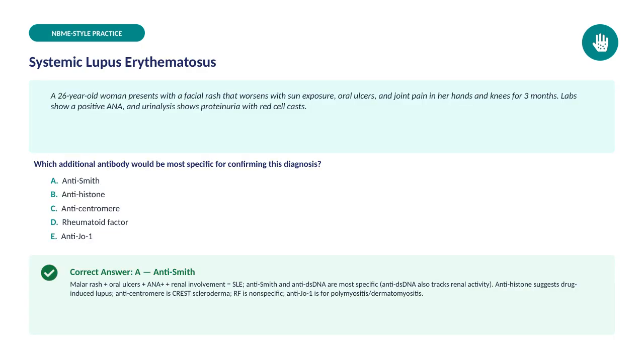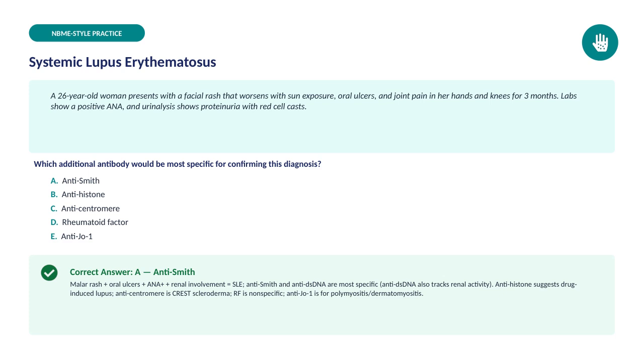A young woman with a photosensitive malar rash, oral ulcers, joint pain, positive ANA, and signs of kidney involvement like proteinuria and red cell casts is likely experiencing systemic lupus erythematosus. To confirm this diagnosis, the anti-Smith antibody is the most specific marker. While ANA is very sensitive for lupus, anti-Smith and anti-dsDNA antibodies provide greater specificity, with anti-dsDNA also correlating with renal disease activity.